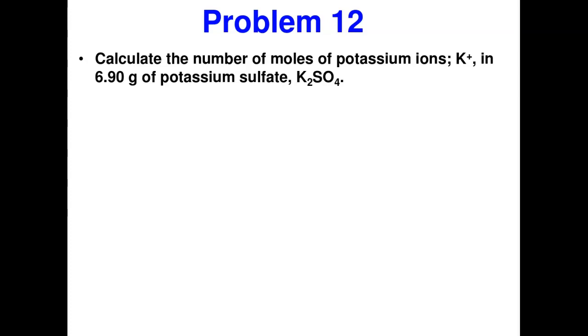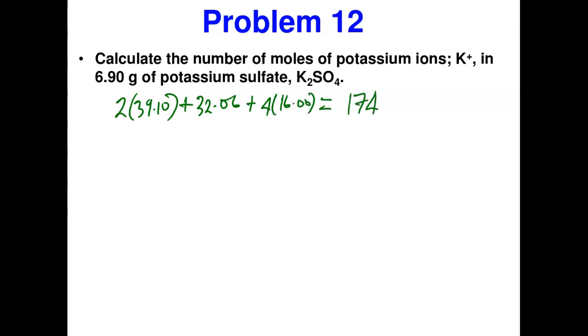K plus, in 6.90 grams of this. So again, we want to convert from grams of potassium sulfate to moles of potassium ion. We'll try to write it out. The first thing you need to do, since grams is involved, is calculate the molar mass. That will give you 2 atoms of potassium, one weighs this, so you multiply by 2, plus sulfur weighs 32.06, plus there are 4 oxygen atoms there. If you add everything together, you're going to have 174.26 grams of K2SO4.